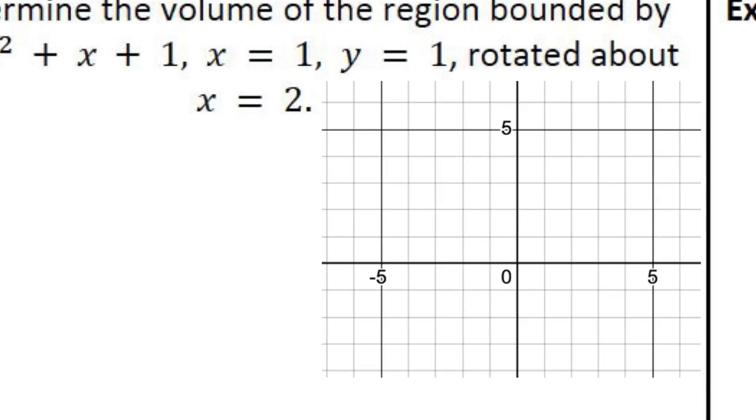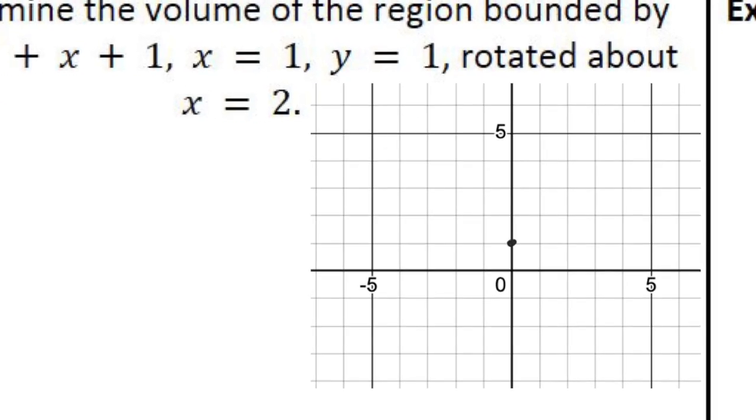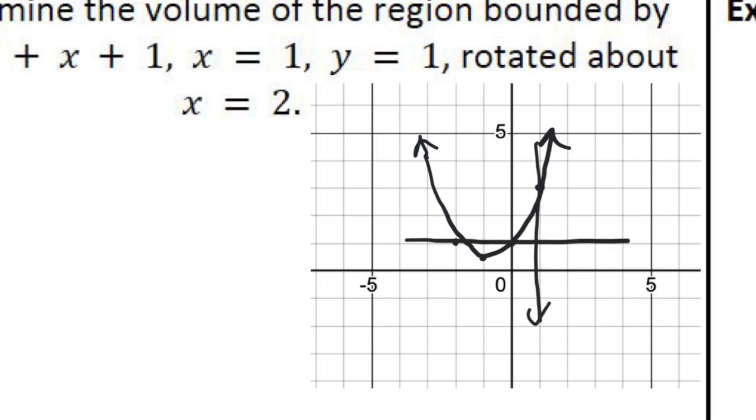All right, so let's sketch a graph and see what's happening here. So if we plot a few points, we're going to get a better graph. And let's see here. I think we're going to have a quadratic looking like this. We also know we have a boundary at x equals 1 and a boundary at y equals 1. So this little region right here is what we're going to be spinning about x equals 2. So when I use x equals 2, there we go. Draw where I'm spinning. Now, once again, the drawings are very important.